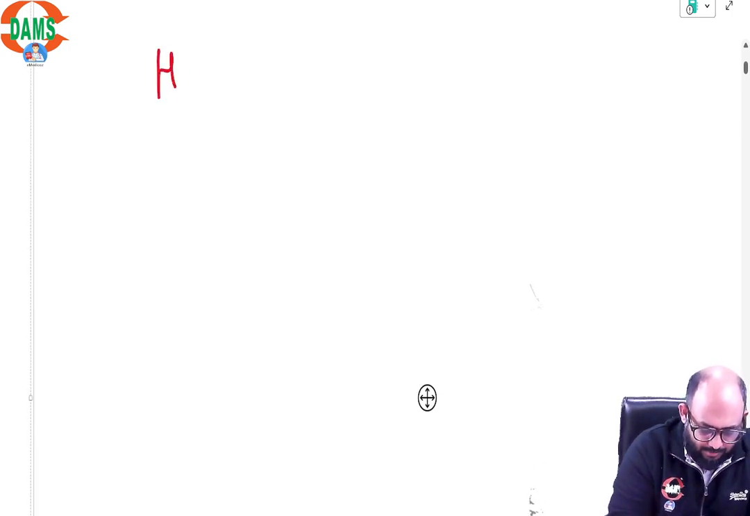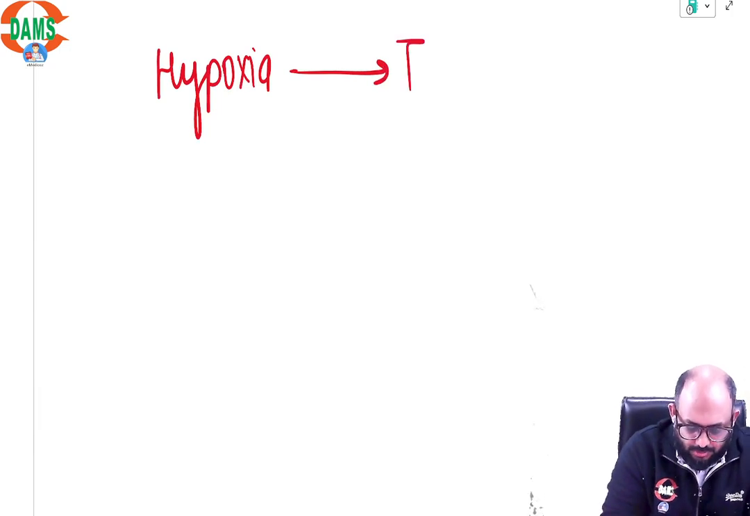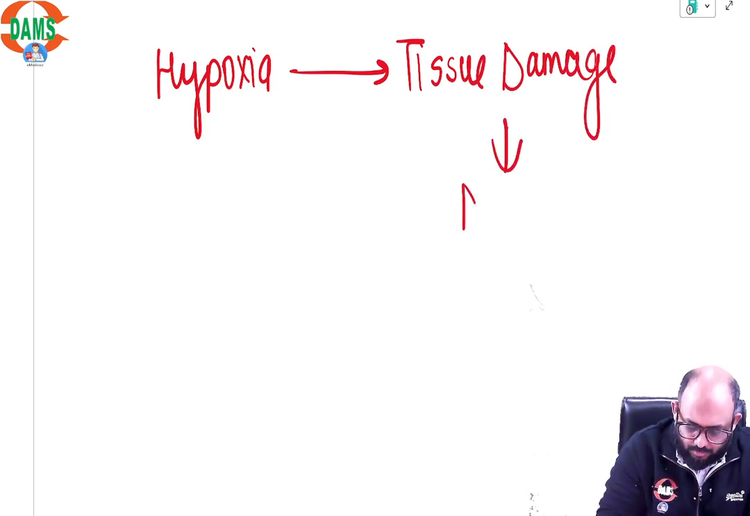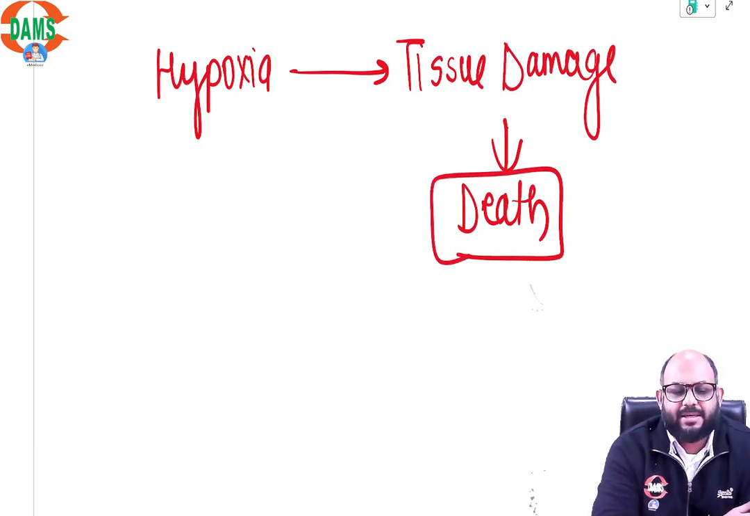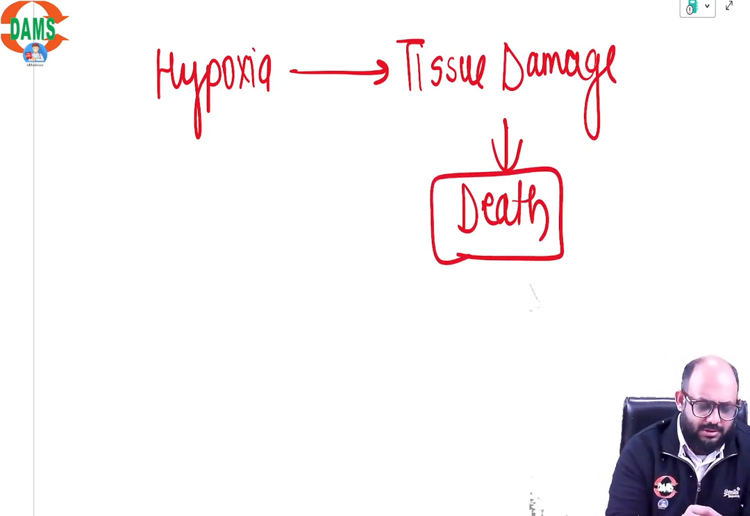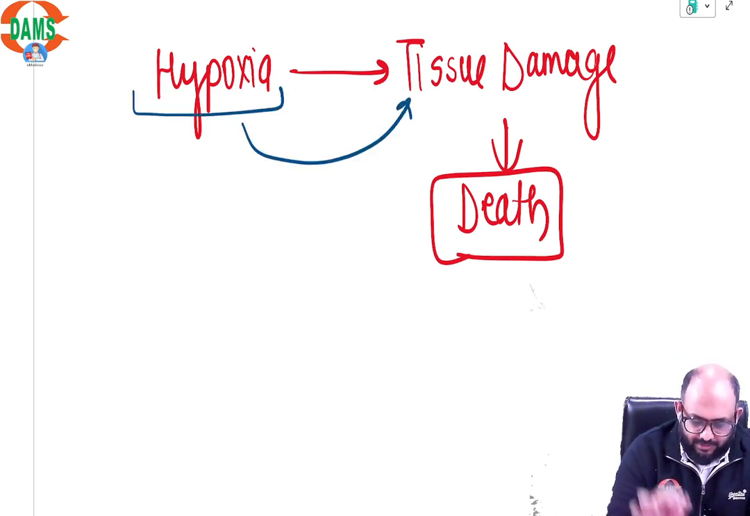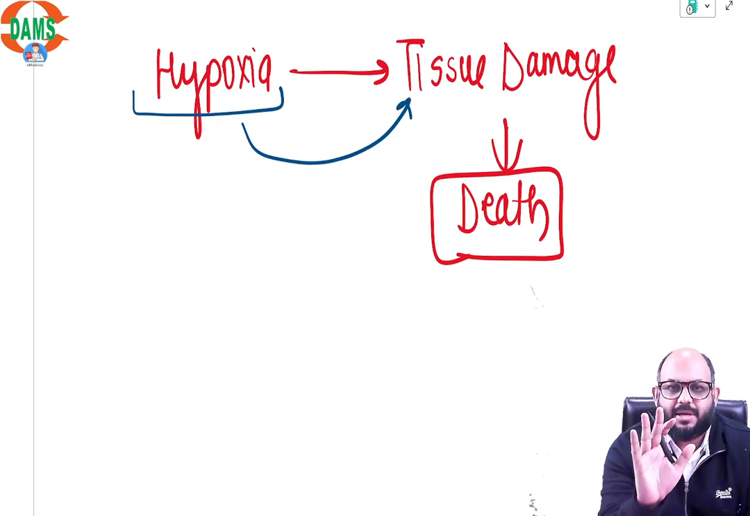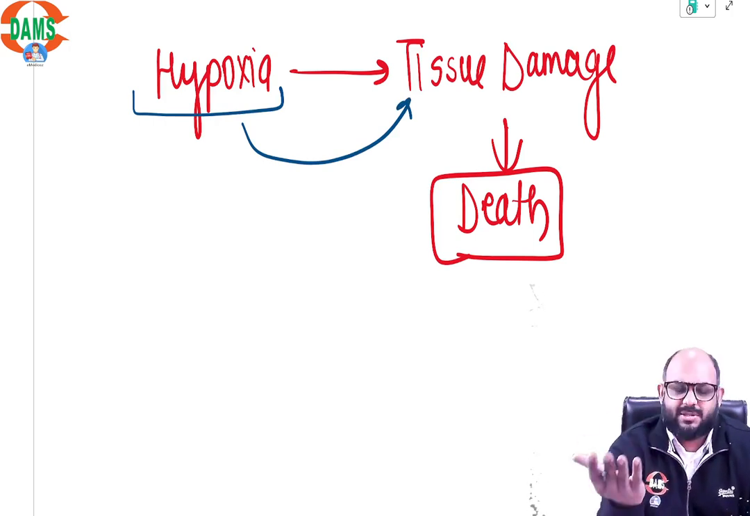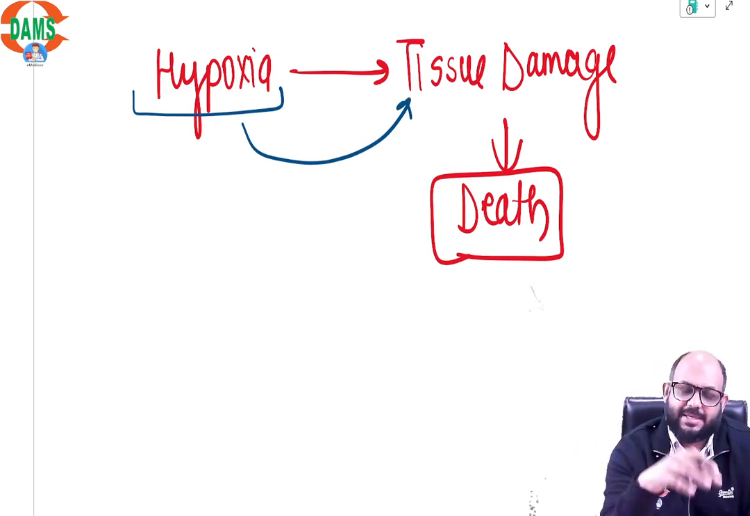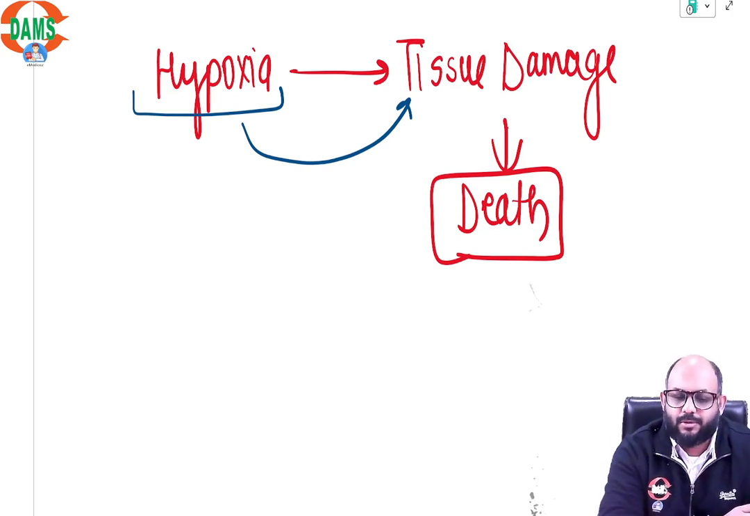Hypoxia is a problem. Hypoxia leads to tissue damage, and ultimately it will lead to death of the cells. And if enough number of cells have died in the body, then of course we will also get affected. So hypoxia is at the level of the tissues. Remember, the word hypoxia means tissue oxygenation. Tissues are where we have cells, and cells are where there is a cellular respiration.